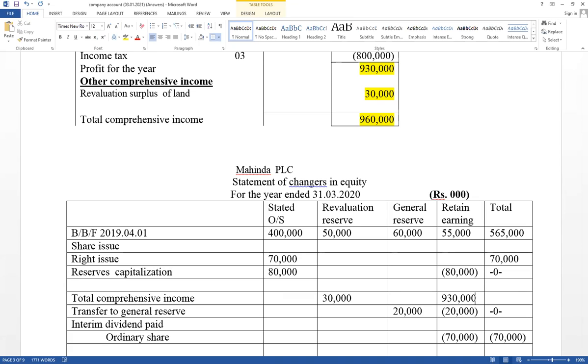Very important. Retained earnings column value, profit for the year 930,000, should be included in the retained earnings column. Revaluation reserves column should record the revaluation profit. And total value 960 in the total column. Try to recognize how to record total comprehensive income. Profit for the year should be recorded in the retained earnings column, and revaluation profit should be recorded in the revaluation reserves column. Total value should be included in the total column.